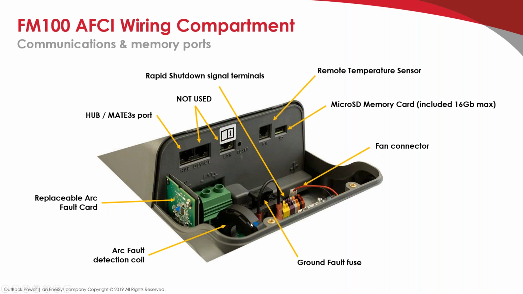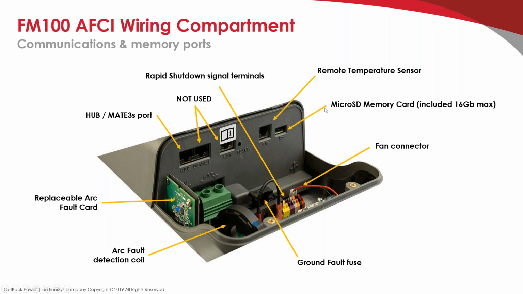Here's an image of the inside. Pretty nice and neat. Note the LAN port and the device port are not currently used. The lower left here, you can see the replaceable arc fault card, the green circuit board there. So that is the card that is detecting the arc fault via this arc fault detection coil. So the PV conductors pass through the coil, land in the PV input terminals, and the arc fault card and that coil are connected. So anytime an arc fault occurs, this coil will send that signal to the card, thereby shutting down the charge controller.